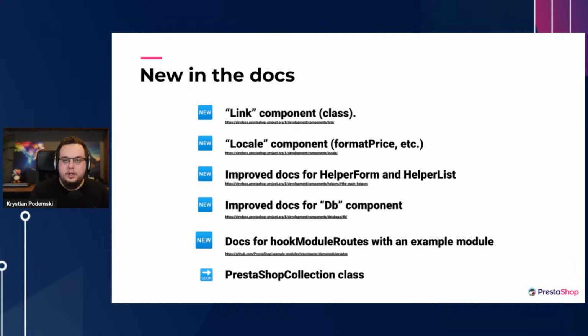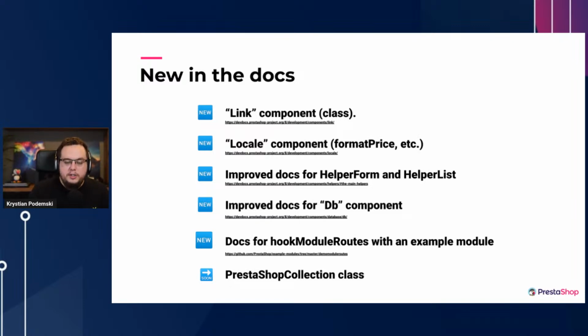The same goes for the local component, which is widely used in the core and in native modules to format price with your currency and localization settings. We also improved documentation for legacy helpers, helper form and helper list, to address what was missing in the search results in the past. The same goes for the improved docs for the DB component. There are more examples, there's better wording, and better content for Algolia to index this page properly to make searching the documentation easier.